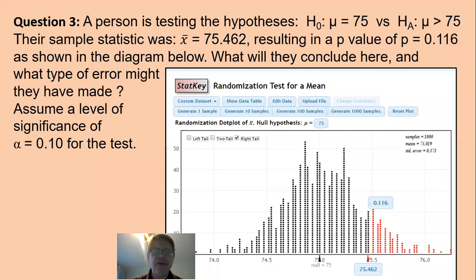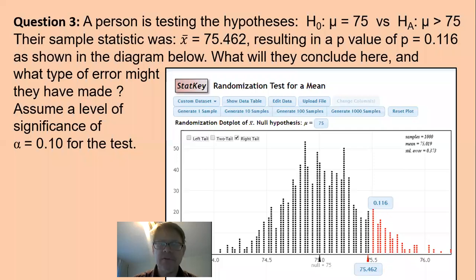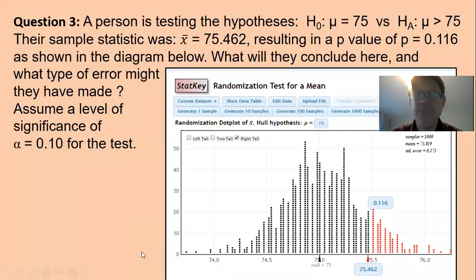For one final problem here now, let's take a look at question number 3. Question number 3 concerns a hypothesis test for means. The null hypothesis is that the mean mu is 75. The alternative hypothesis is that the mean is larger than 75. Someone wants to see if there's evidence that this population mean exceeds 75.